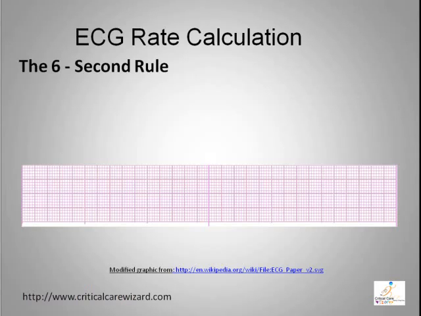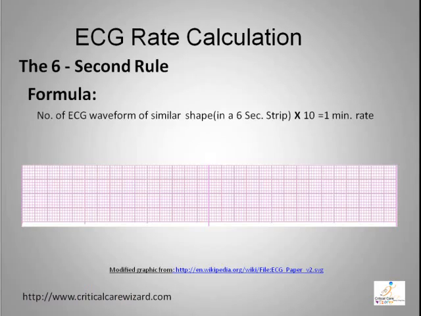The 6-second rule is beneficial for a slower heart rate. To calculate the 1-minute heart rate, count the similar ECG waveforms located in a 6-second ECG strip, then multiply it by 10. Then the sum is your 1-minute heart rate. Count 5 big boxes to the right. Mark it as 1 second, and so on and so forth to 6 seconds.